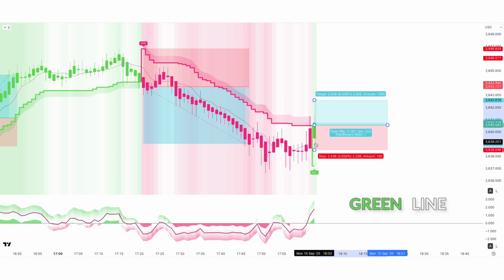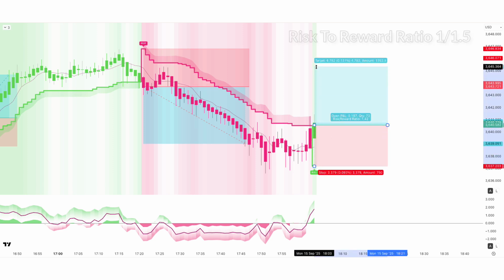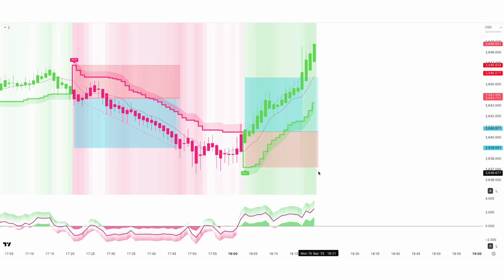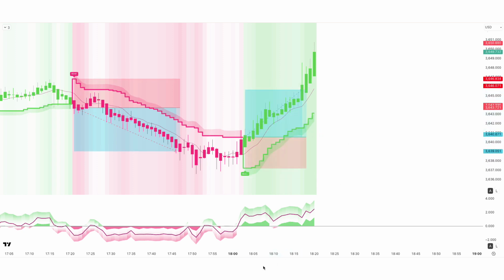Our stop loss is to be placed at the green line. And the risk to reward ratio will be 1:1.5. Let's see what happens to our trade. We have won the trade. Let's find the next trade.